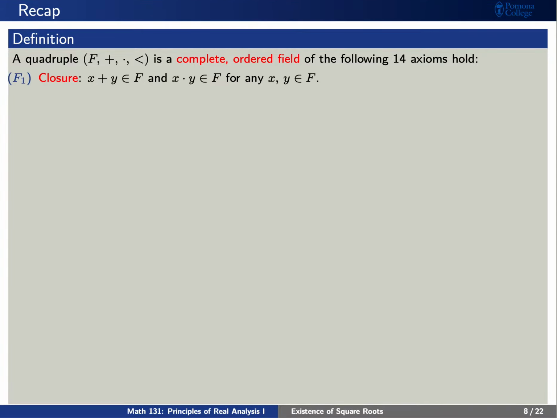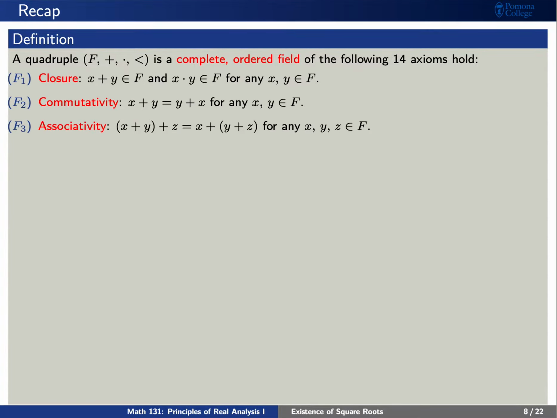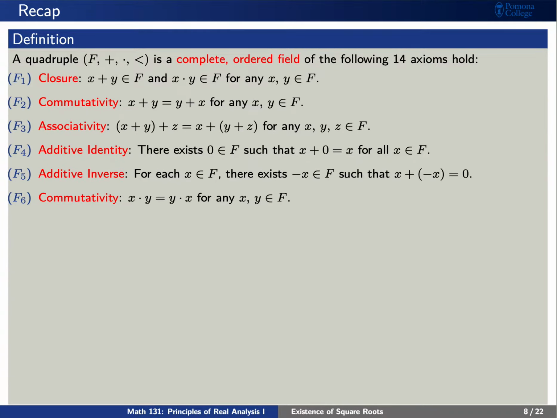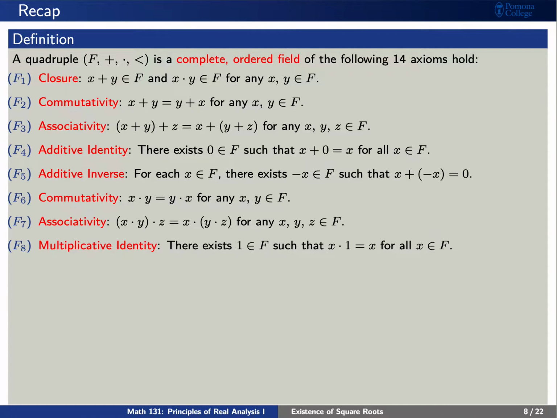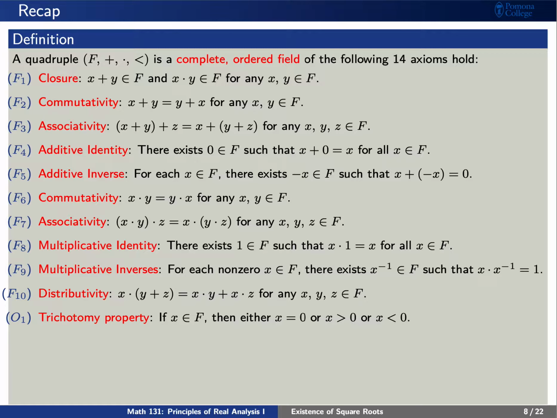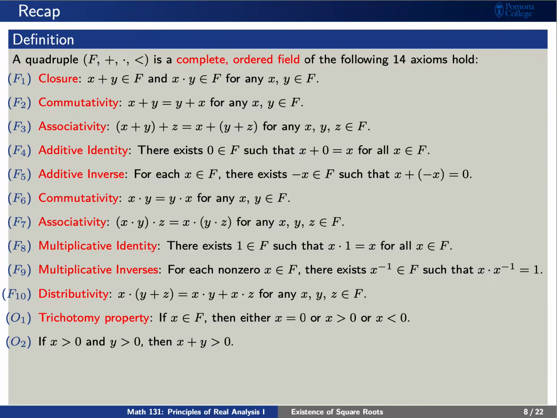The first 10 explain that we have a field. That is, we need properties that say that the sum and product of the elements are back in the set. We have other properties about addition, multiplication, and then finally we have a distributive property that explains how addition and multiplication are related. Next, we need three properties to explain the idea of being ordered.